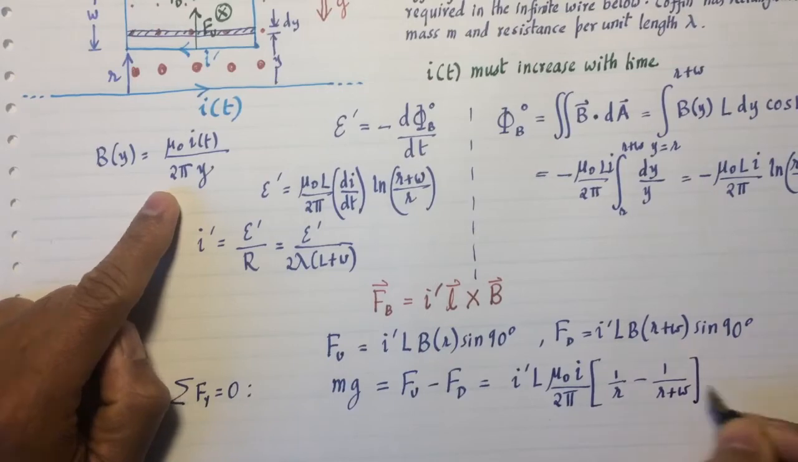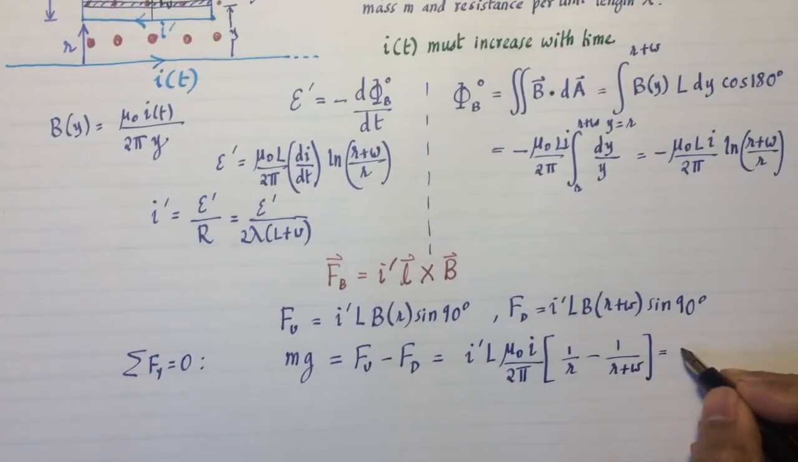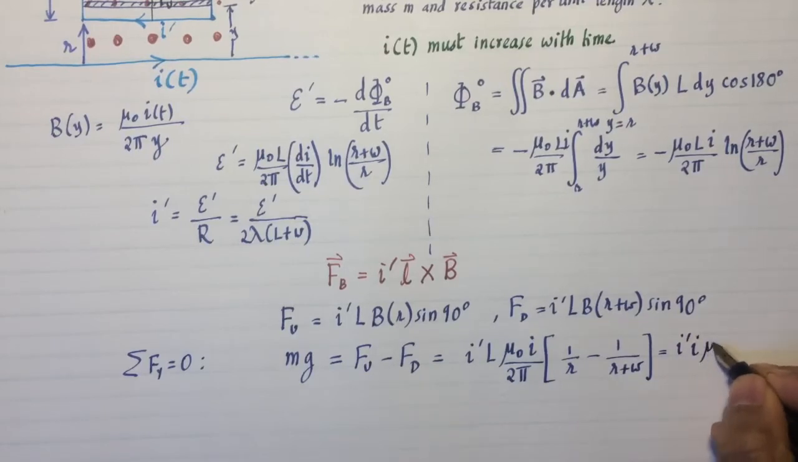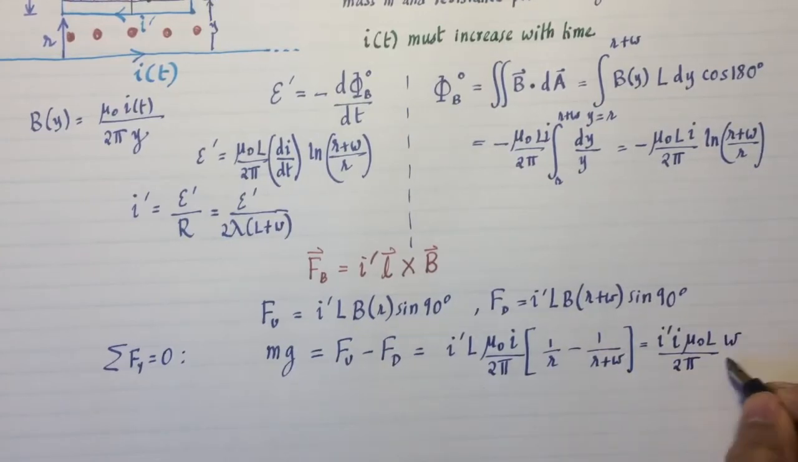Observe this quantity on the right side is positive because R is smaller than R plus W, and 1 over the small quantity is bigger than 1 over the large quantity. So let's take the common denominator here to make it look nicer. That gives me I prime times I mu naught L over 2 pi. The numerator becomes R plus W minus R, which is just W, and the denominator is R times R plus W.